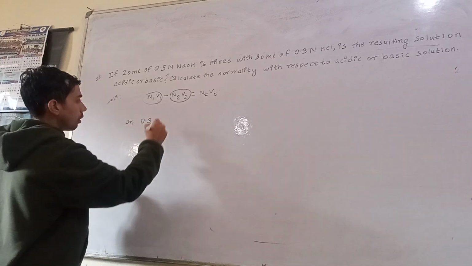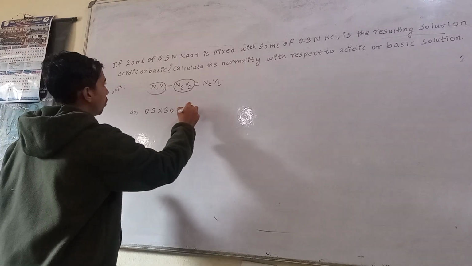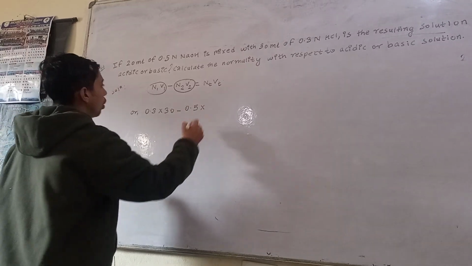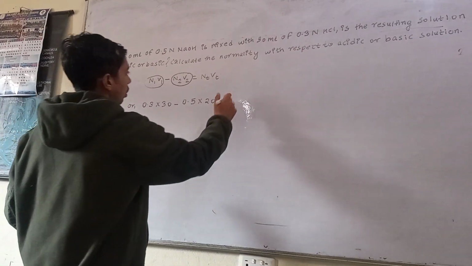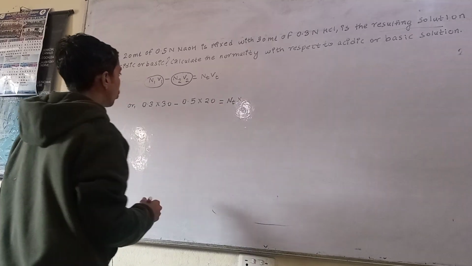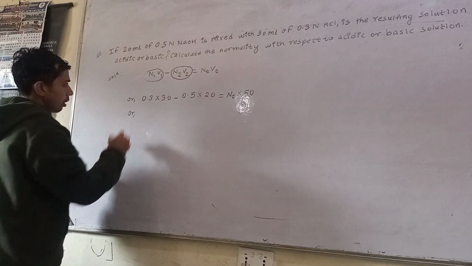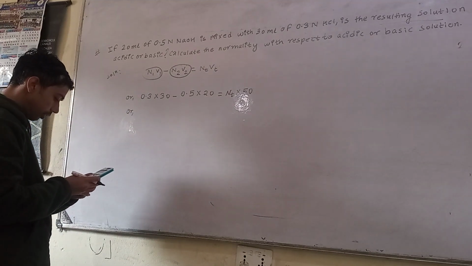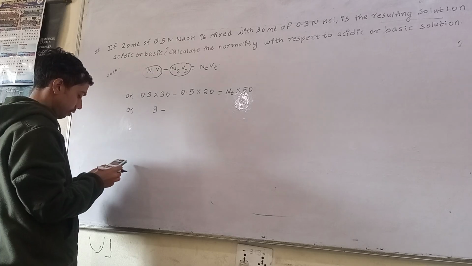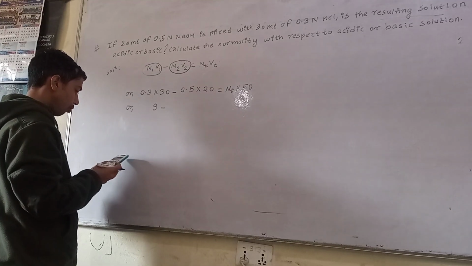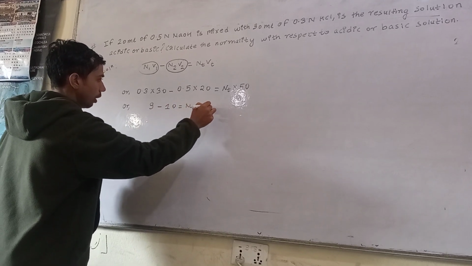Volume of that acid is 30 ml. Now normality of base is 0.5 and its volume is 20. Total normality, which we need to find out, and total volume is 30 plus 20 is 50. So 0.3 into 30 that equals 9, minus 0.5 into 20, that is 10, equals N_R into 50.